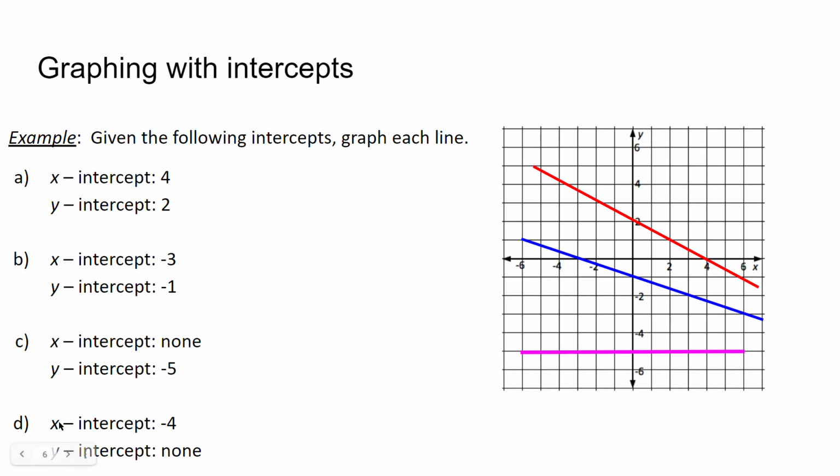For our last example, example D, our x-intercept is at -4 and there is no y-intercept. So what can we do with this? Well, if it doesn't touch the y-axis, that means it's only going through the x-axis. So it's going to be a vertical line passing through the point x equals -4, which is over here.